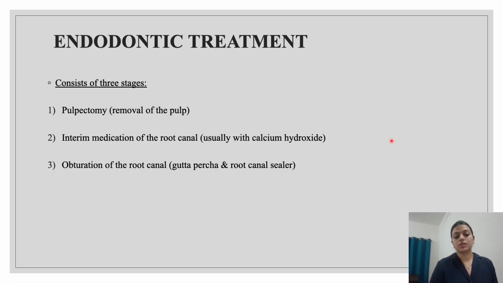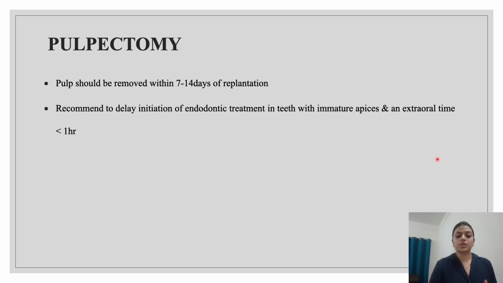So endodontic treatment consists of three stages. One is pulpectomy, which is to remove the entire pulp, and then an interim medication is usually given inside the root canal, which is usually calcium hydroxide. Obturation of the root canal is done using gutta-percha and root canal sealer. Pulpectomy is where the entire pulp is removed within 7 to 14 days of replantation. It is recommended to delay the initiation of endodontic treatment in teeth which have immature apices, that is an open apex, and an extraoral dry time of less than 1 hour, because there we have to promote revascularization.